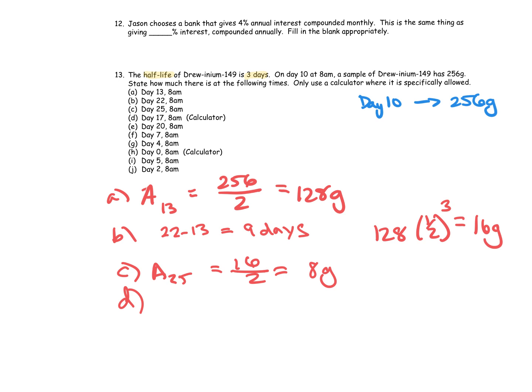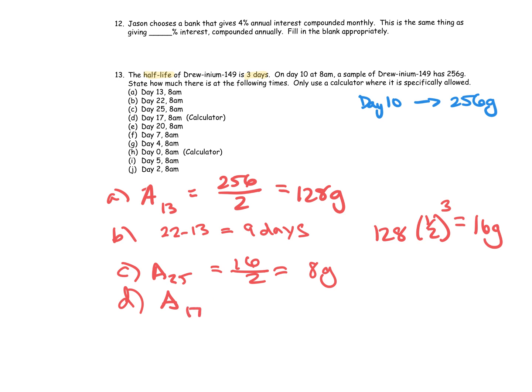Part D, this is where we're going to use a calculator. So day 17, and I think in my solutions I use day 10 as my reference. You could do day 13, but I'll be consistent with my solution. So we're starting off with a reference of 256, and we're finding part D. We're going to use our calculator, by the way.